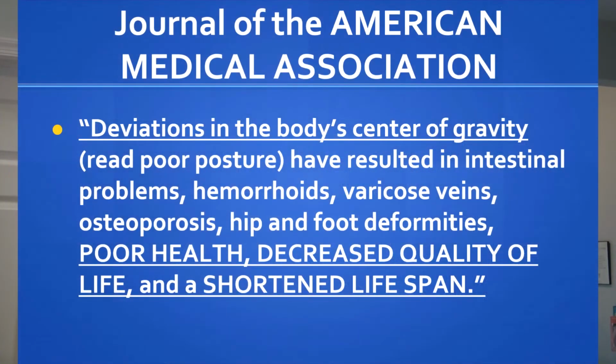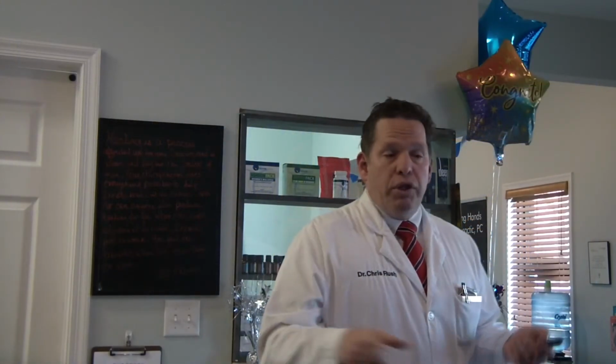like I mentioned about that optic nerve. From the Journal of the AMA, the American Medical Association, deviations in the body's center of gravity, meaning poor posture, have resulted in intestinal problems, hemorrhoids, varicose veins, osteoporosis, hip and foot deformities, poor health, decreased quality of life, and a shortened lifespan. So that matches what you have on the first page of your sheets.